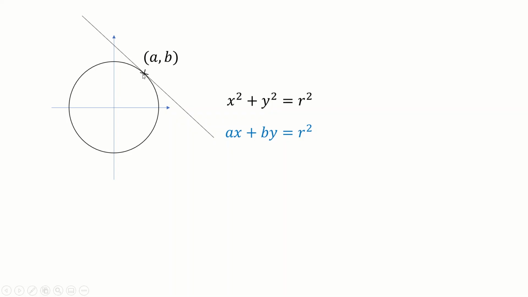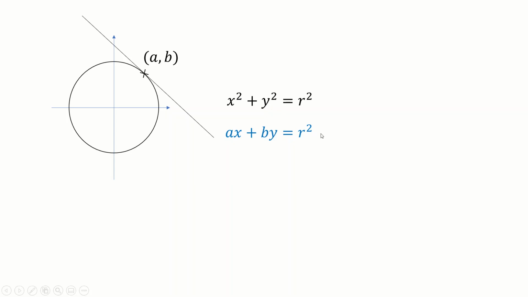Now, the theory is that if you put a in for one of these x's and b for one of the y's, then this blue equation is the equation of this tangent. That's what we're hoping. So let's try and prove it then.